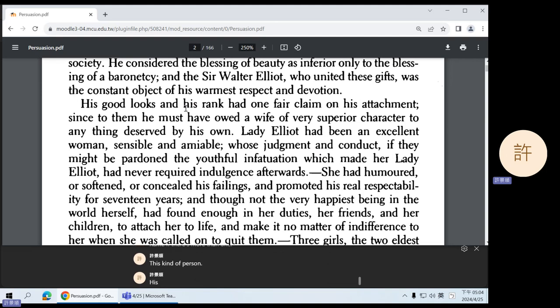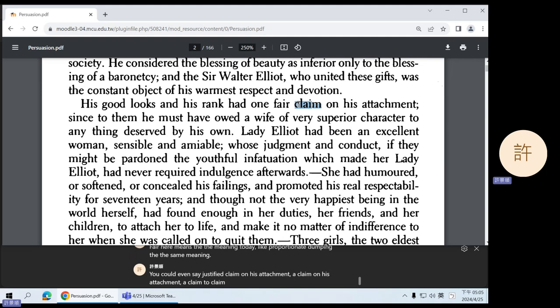His good looks and his rank, 阶级, had one fair claim on his attachment. Fair here means the meaning today, like proportionate, 公平的, the same meaning. You can even say justified claim on his attachment. A claim on his attachment, a claim.